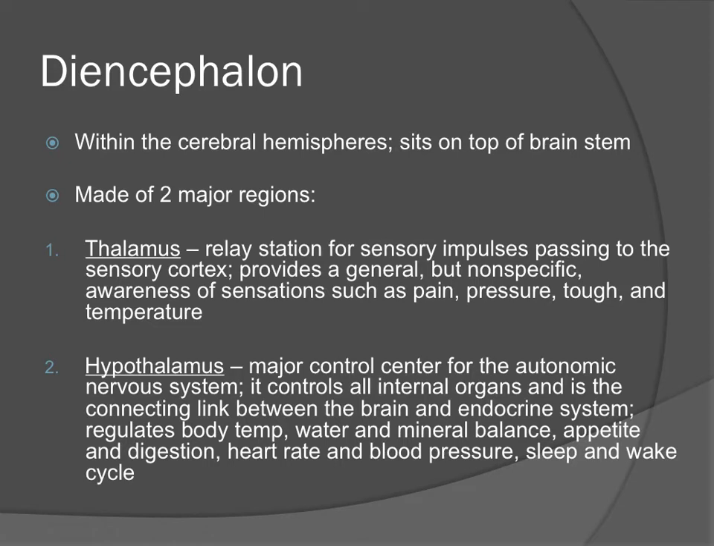It regulates body temperature, water and mineral balance, appetite and digestion, heart rate and blood pressure, and the sleep and wake cycle. So this relays sensory information between the brain regions and controls many autonomic functions of the peripheral nervous system. Talking about the diencephalon here, it also connects structures of the endocrine system with the nervous system and works in conjunction with the limbic system structures to generate and manage emotions and memories. It directs sensory impulses throughout the body. So this helps to control our homeostasis. Hearing, vision, smell, taste, touch, several things that it helps to control.